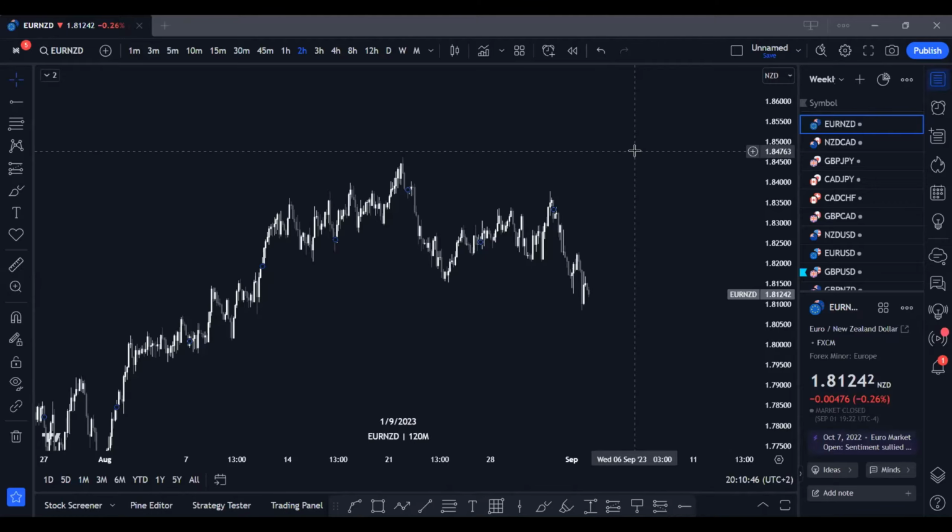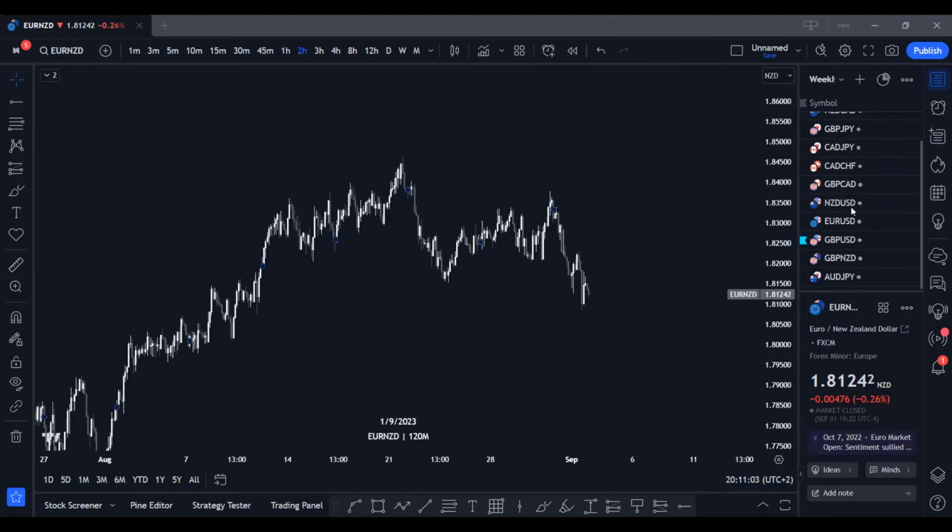Today we'll just be covering next week's weekly watch list, which are the following pairs: Euro NZD, NZD CAD, GBP GPY, GBP JPY, CAD JPY, CAD CHF, GBP CAD, NZD USD, Euro USD, GBP USD, GBP NZD, and last but not least, AUD JPY.